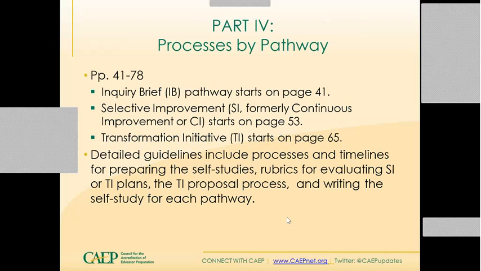So Part 4 of the report, we're done with Part 3 on the accreditation process and the 8 areas of interest. So Part 4, that extends from pages 41 to 78, delves into the processes for each one of the accreditation pathways. As mentioned earlier, there's the inquiry brief pathway, and the information about that pathway begins on page 41. The selective improvement begins on page 53, and the transformation initiative pathway starts on page 65. There are really good detailed guidelines about those processes and the timelines for submitting your self-studies.